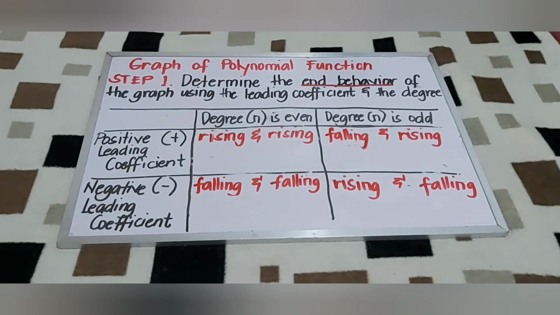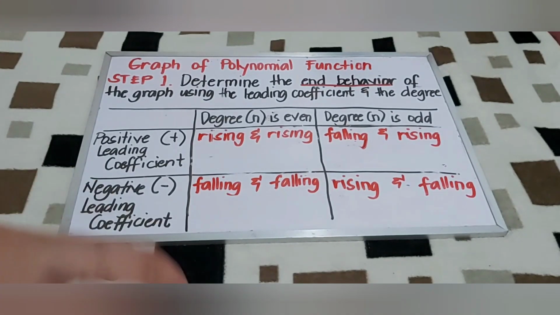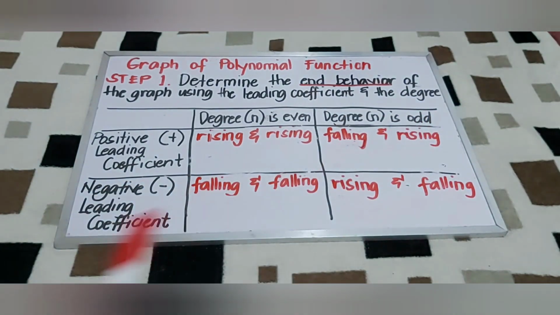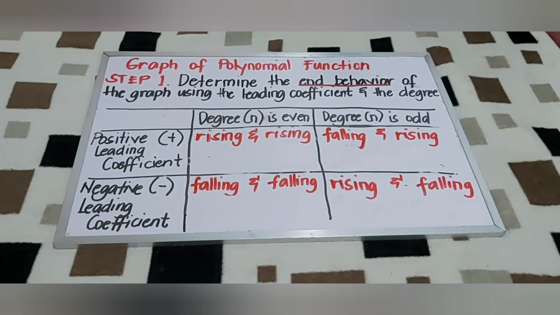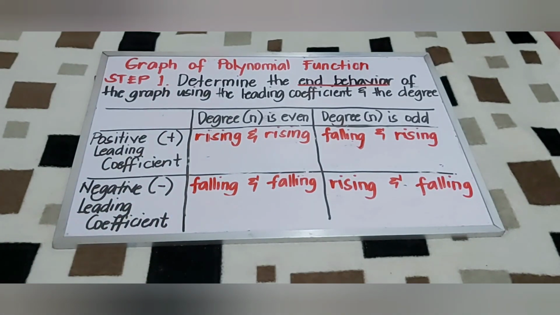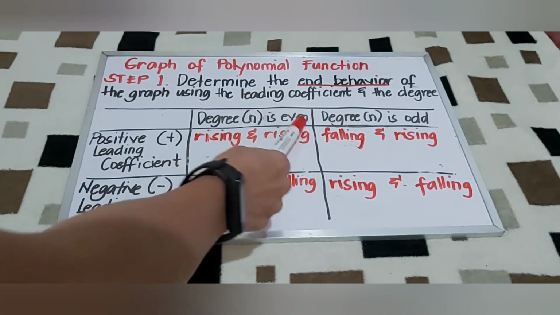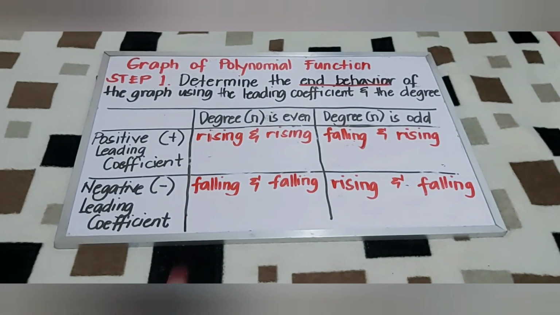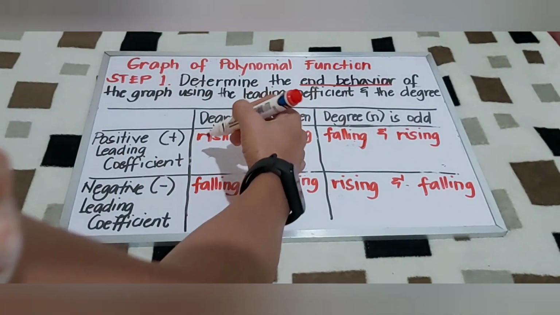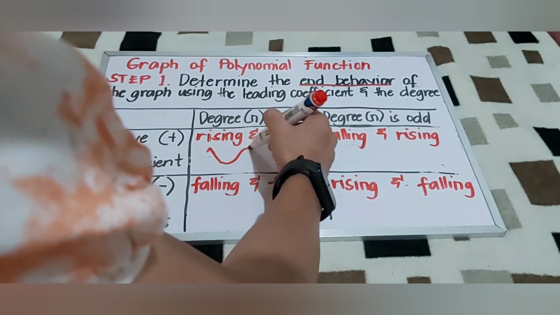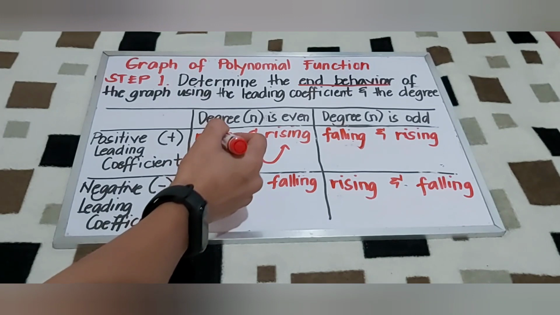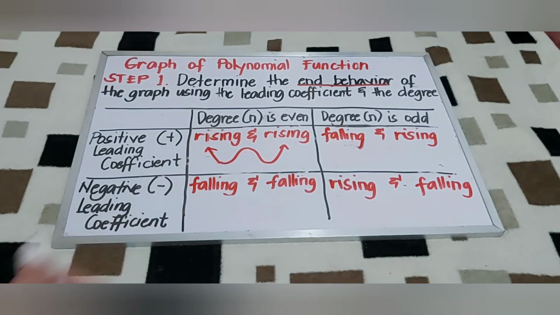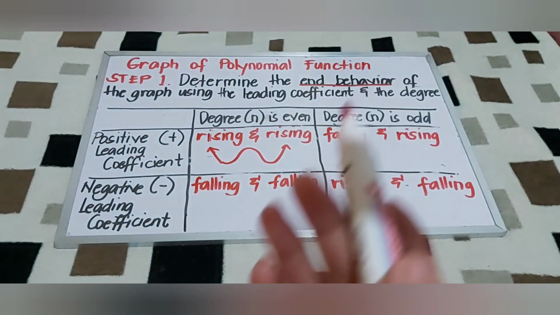Tingnan natin ang degree, yung highest exponent ng ating polynomial, whether it is even or odd. At titingnan natin ang ating leading coefficient, whether it's positive or negative. Kapag ang degree ay even, n is even, what are those even numbers? We have 2, 4, 6, 8, 10, and so on. And we have a positive leading coefficient. Our end behavior is rising to the left and rising to the right. Ibig sabihin, sa kaliwa, pag in-extend natin ang ating graph, pataas lang siya ng pataas, up to infinity. Sa kanan, pataas din siya ng pataas, up to infinity.